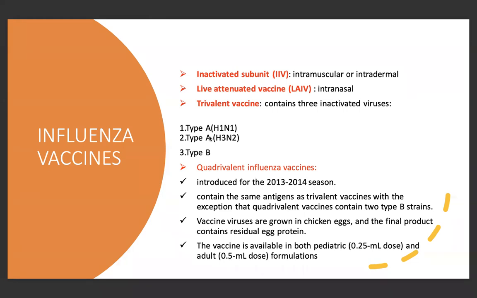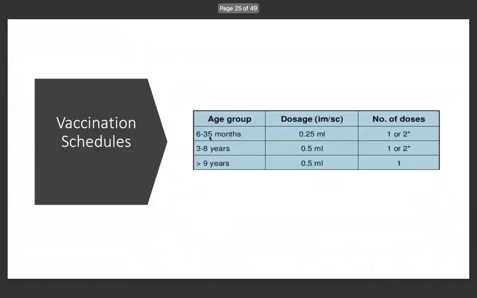The vaccine is available in both pediatric 0.25 ml dose and adult 0.5 ml dose formulations. This is a schedule for the influenza vaccine. Age group 6 to 35 months. Dose is 0.25 ml. Number of doses is 1 or 2.